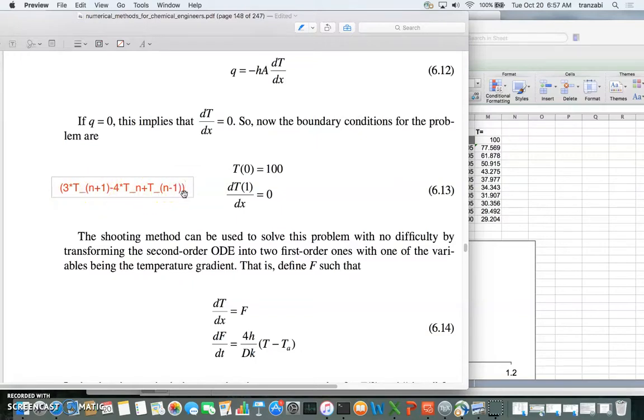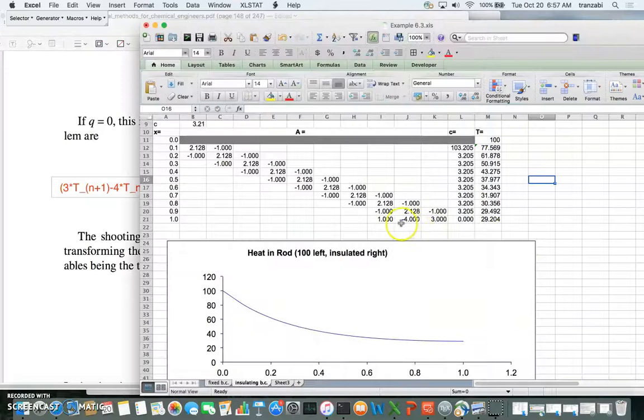And all of them divided by dx, that's equal to 0. So that means the numerator has to be 0, and then you can put the equation for the last relation right here into the spreadsheet. So it's going to be 3, minus 4, and 1. And that's what I have, 3, minus 4 and 1 here.